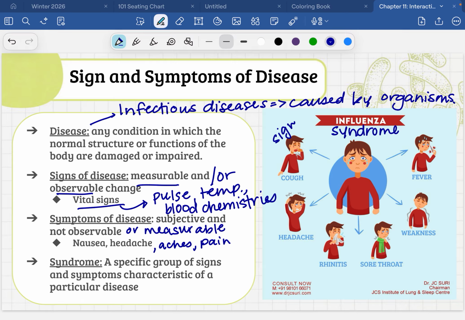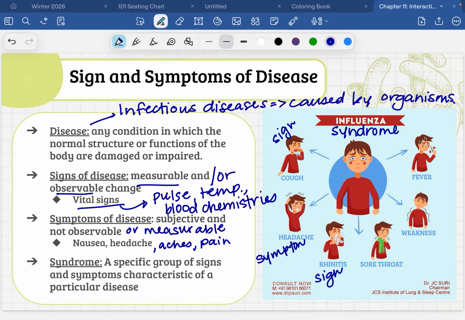Headache, on the other hand, is something that is not observable. If you tell somebody you have a headache, there's no way for them to confirm that. Not that that is any less important. It's just something that is subjective. So a headache would be a symptom. Rhinitis, which is a stuffy and runny nose. Again, if somebody is looking at you, they can see that you have a stuffy and runny nose. They can see the snot coming out of your nose. So this would be a sign.